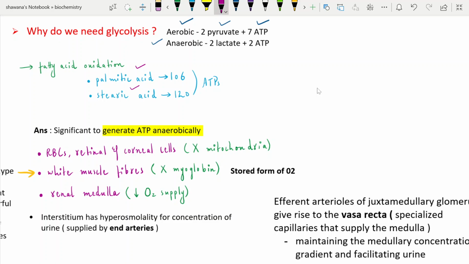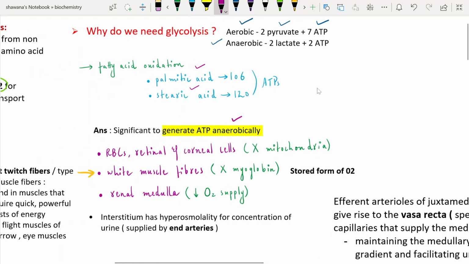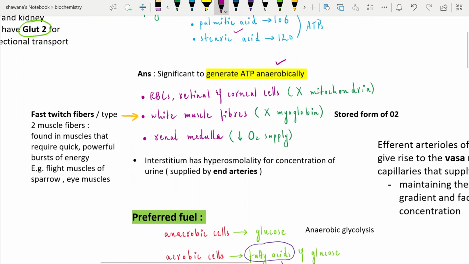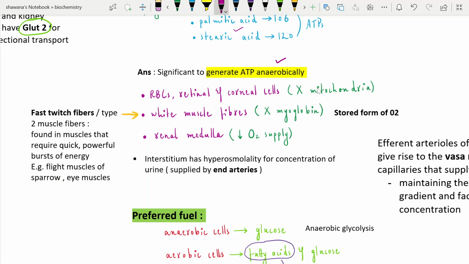So why do we need glycolysis? It's a question. We need glycolysis to generate ATP anaerobically because other mechanisms cannot generate ATP without oxygen, and glycolysis is the sole pathway in which ATP can be generated anaerobically. Those cells in the body which cannot function with oxygen, or maybe they don't have mitochondria or they have a poor supply of oxygen, must need some sort of pathway to generate their ATPs.